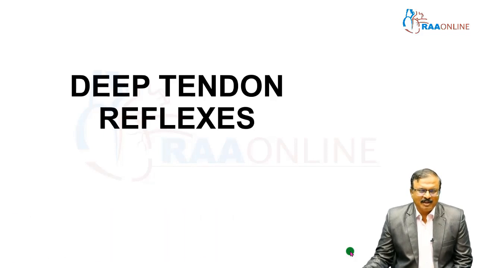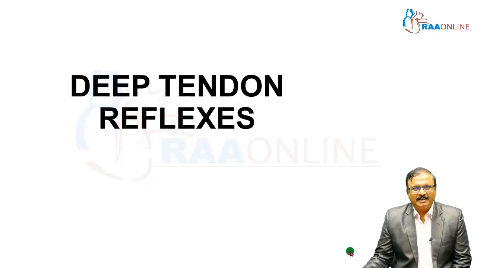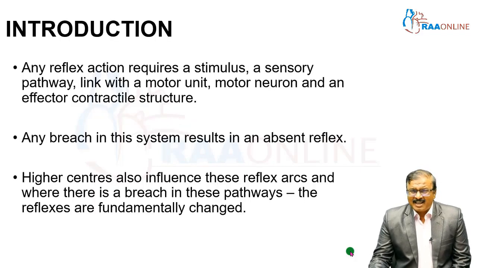For a UG level, this is one of the important exam questions, and we should know what to examine, which reflexes are to be dealt with in detail, what is the significance of DTR, what is upper motor neuron, lower motor neuron, and what happens to DTR. Any reflex reaction requires a stimulus, a sensory pathway, a motor unit, a motor neuron, and an effector contractile structure.